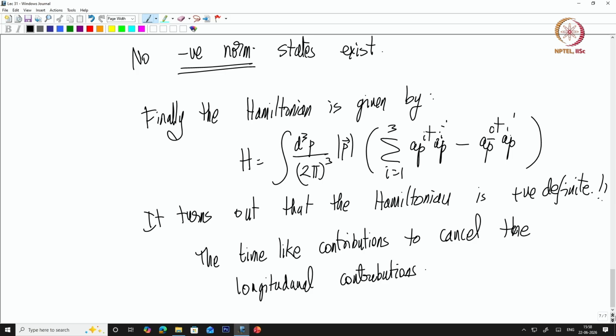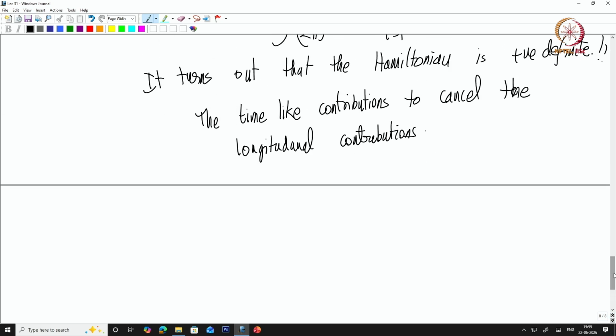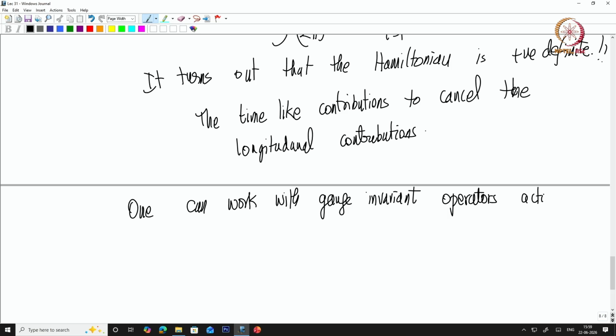Okay. So finally, what is the result of all this stuff essentially? In the Hamiltonian there is only the transverse photons' contribution. So the result of all this is that, at the end of the day, we can work with expectation values of gauge invariant operators acting on physical states.